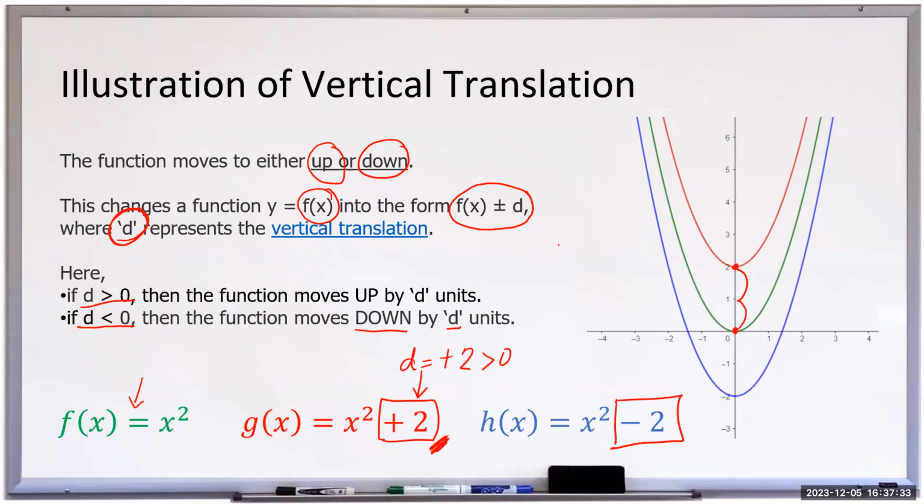On the other hand, for h of x, we have here d equals negative 2. This is less than 0. Therefore, we will move down by 2 units. Okay, so starting from the green parent function, we move down 2 units. Okay, so h of x is the blue parabola.